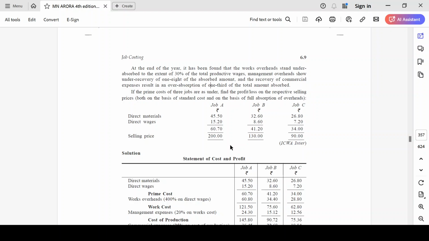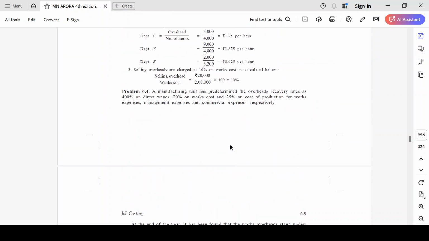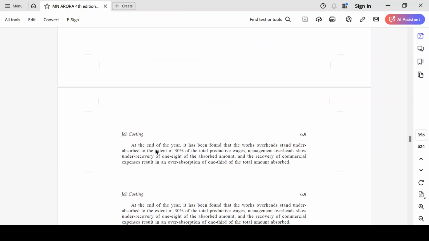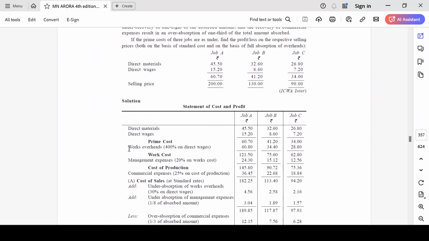Let's make a table, statement of cost and profit, job A, B, and C in three columns. Of course, first we will write down what is given in the question. Direct material and direct wages is given. Great. So you find out prime cost. Agreed. Now, what it says, 400% on direct wages. Alright. So 400% would be works overhead on direct wages. Understand this, it is just direct wages, not the prime cost that we are doing 400% of. Direct wages here is 15.20, 400% of that, which means 4 times of this would be 60.80 and so on.